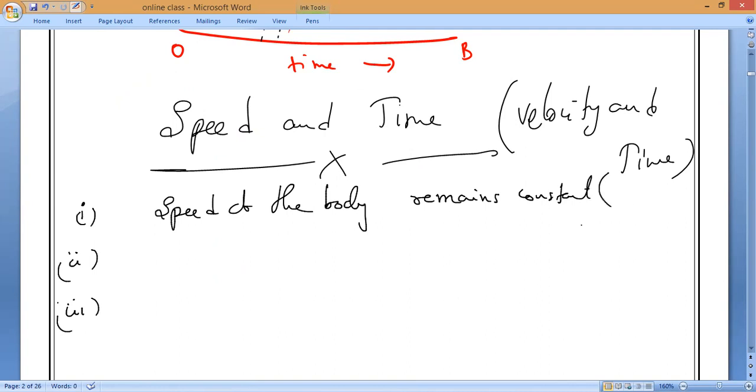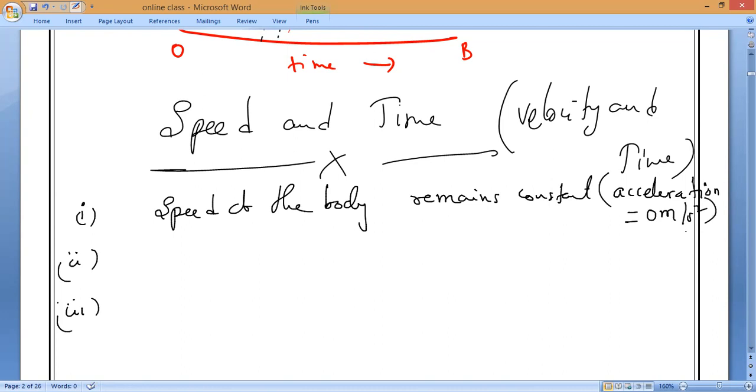If the speed of the body remains constant, is there acceleration? Anything changes? Acceleration, no, sir. Rate of change of velocity. So no change in speed. Is there any change in velocity? No. So no change in acceleration. So speed of the body remains constant. What about the acceleration? It remains constant. No change in acceleration. So 0 meter per second square.